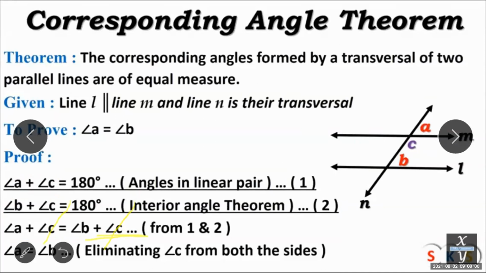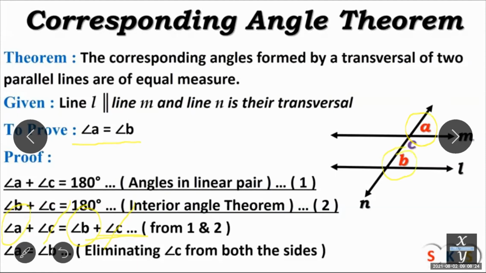So it gets eliminated. And after elimination, what remains here? That angle A equals angle B. And that's what we have to prove, angle A equals angle B. Now see in the diagram, angle A and angle B, those are a pair of corresponding angles.